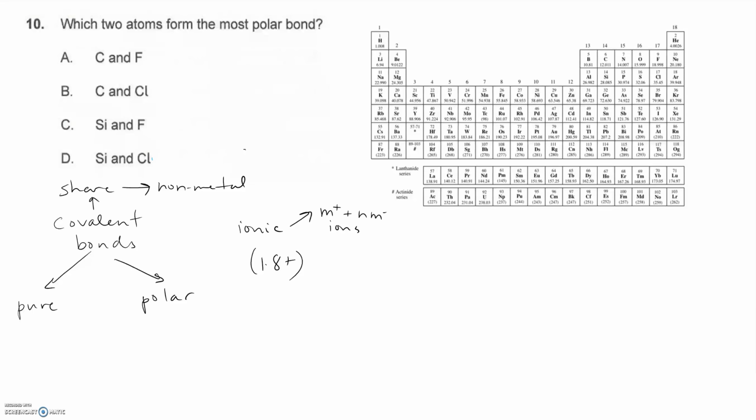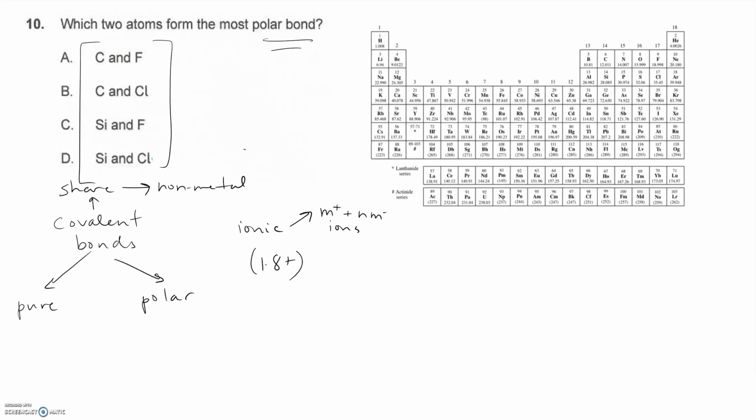between them. We can look at where these elements are on the periodic table and use that to help us identify which ones are the furthest away, and those are probably going to be the polar bonds as opposed to the nonpolar bonds, or the pure covalent bonds, in other words.